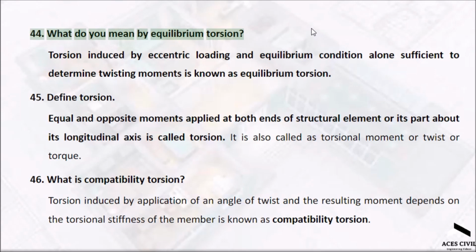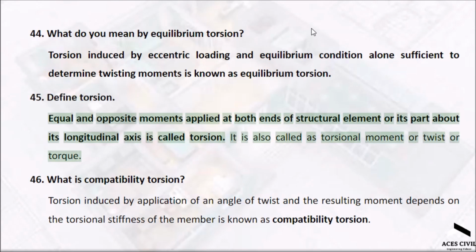What do you mean by equilibrium torsion? Torsion induced by eccentric loading, where the equilibrium condition alone is sufficient to determine the twisting moments, is known as equilibrium torsion. Define torsion. Equal and opposite moments applied at both ends of a structural element or its part about its longitudinal axis is called torsion. It is also called torsional moment or twist or torque.